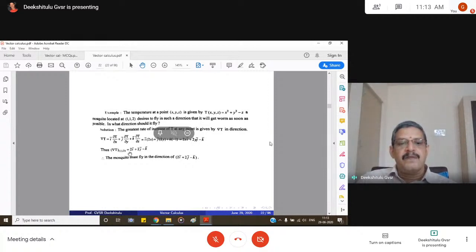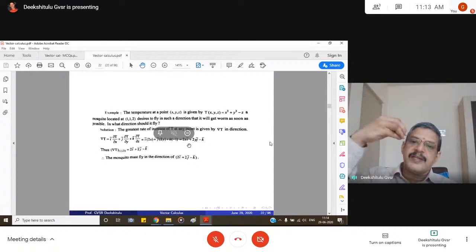At the given point (1, 1, 2), the gradient is 2i plus 2j minus k. So the mosquito must fly in the direction of 2i plus 2j minus k to get warm as soon as possible. The dissipation of temperature will be maximum along the normal to the surface.